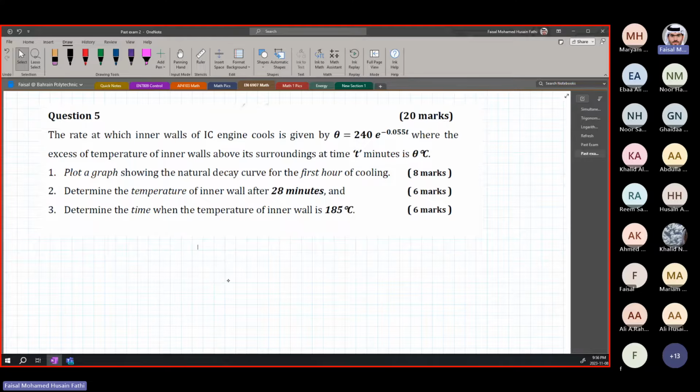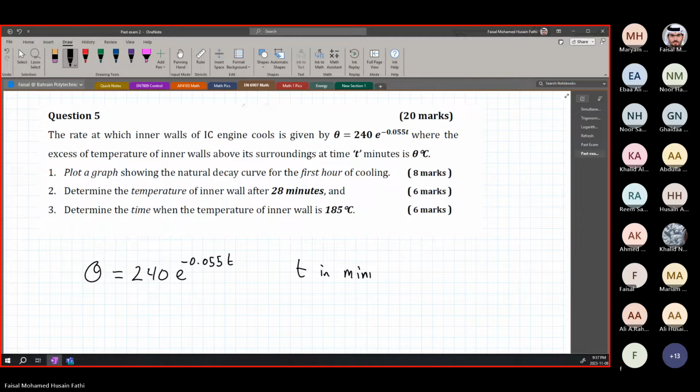The rate at which the inner walls of an IC engine cools is given by theta is equal to 240 e to the power of minus 0.055 T, where the excess temperature of the inner walls over the surrounding is theta and T is in minutes. So we know that T is in minutes. This T over here is in minutes. And we know that this theta over here is degrees Celsius.